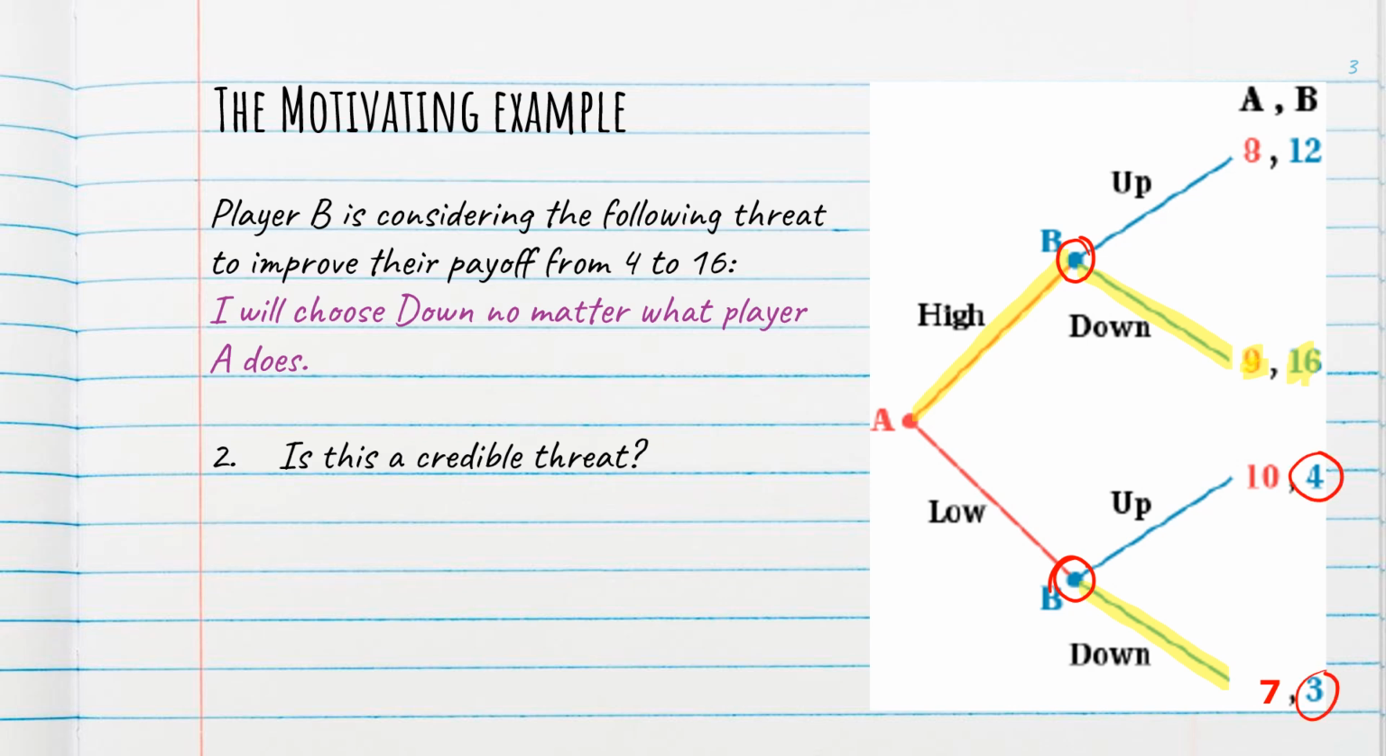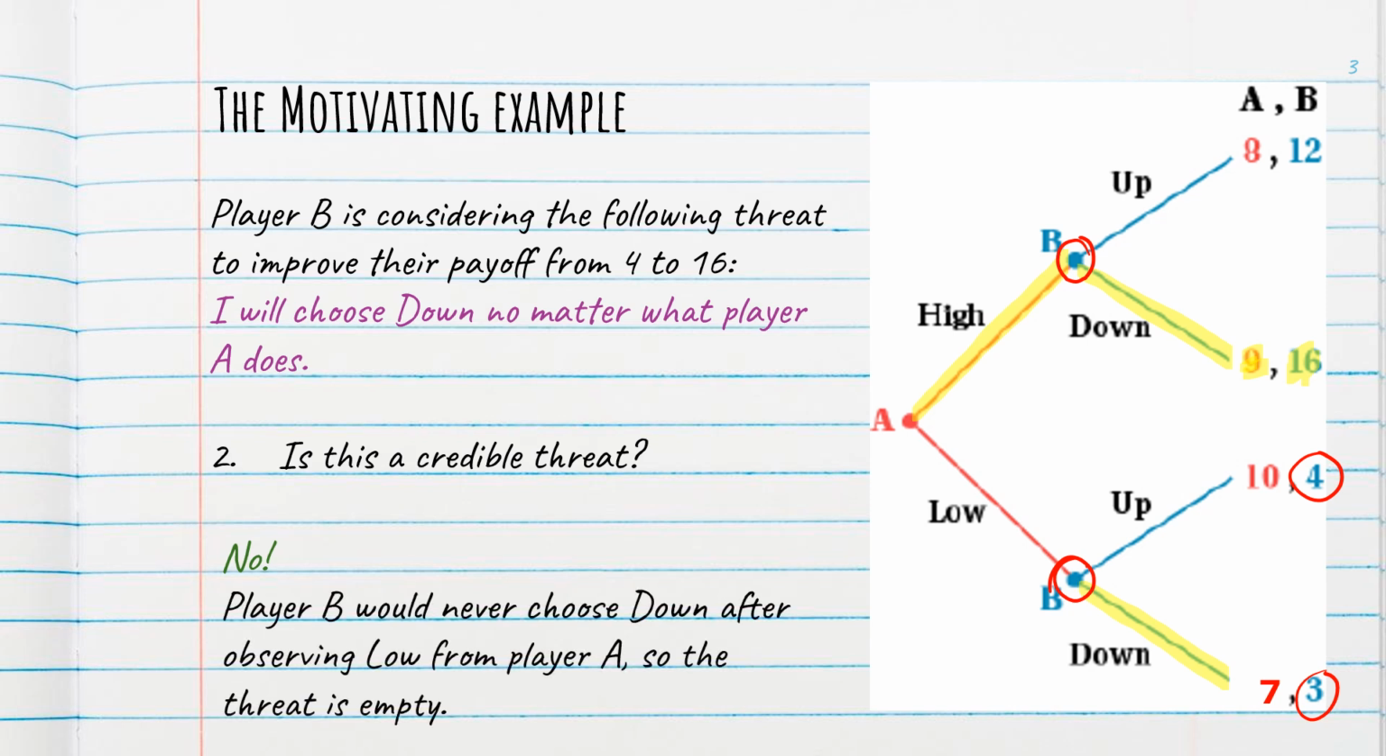So it's an empty threat, because if they're pressed, if they actually land at that decision point, they're going to be like, never mind, I'm not going to choose down because it's worse for me. So this is definitely not a credible threat. Player B would never choose down after observing low from player A. So the threat is empty and it cannot support this as an equilibrium. And we saw that that was not the equilibrium of this game. The equilibrium of this game was low up.